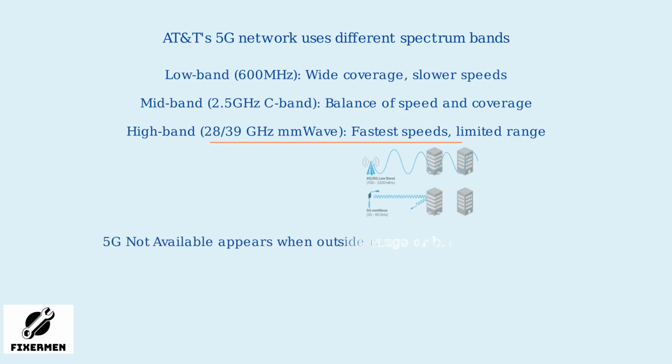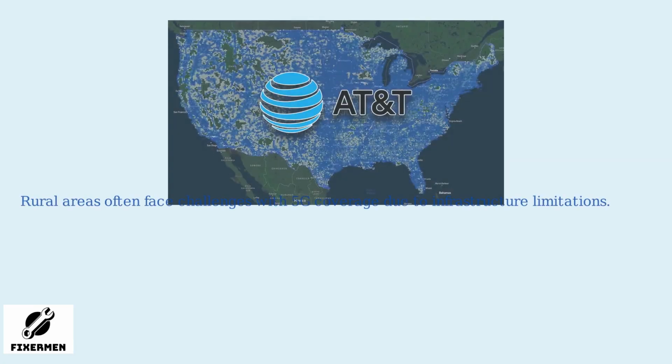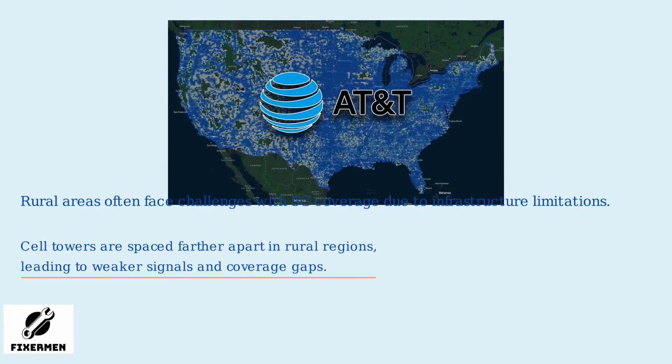The 5G not available message often appears when you are outside the range of the specific 5G band your device is trying to connect to. Understanding these spectrum limitations explains why 5G coverage can be spotty, especially indoors or in rural areas where signals are more easily obstructed. Rural areas often face challenges with 5G coverage due to infrastructure limitations.